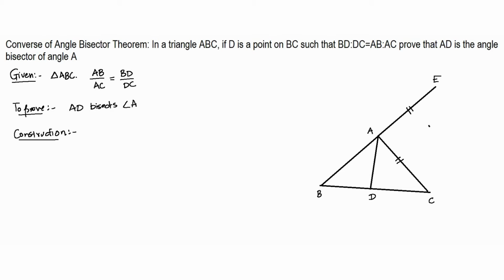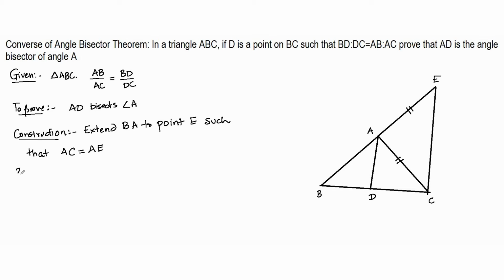Okay, so I think I made a mistake of measuring it as BA and then extending it to E. Actually, we want AC to be equal to AE. So then let me go ahead and join the points C and E. So let me note down the construction. So we extend BA to a point E such that the length AC equals AE, right?